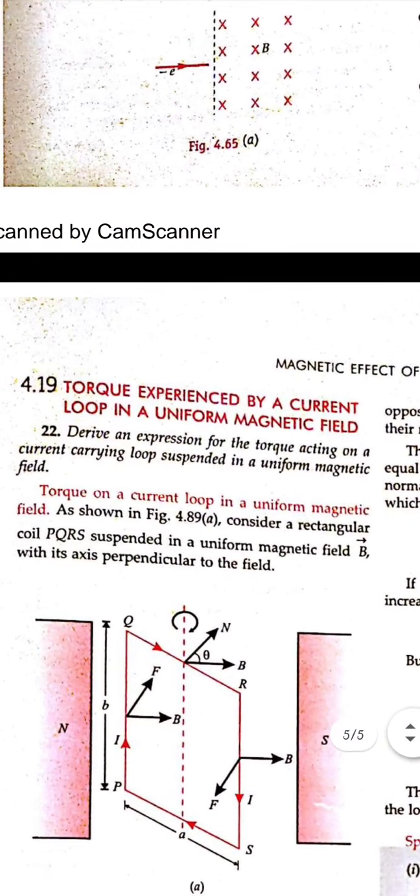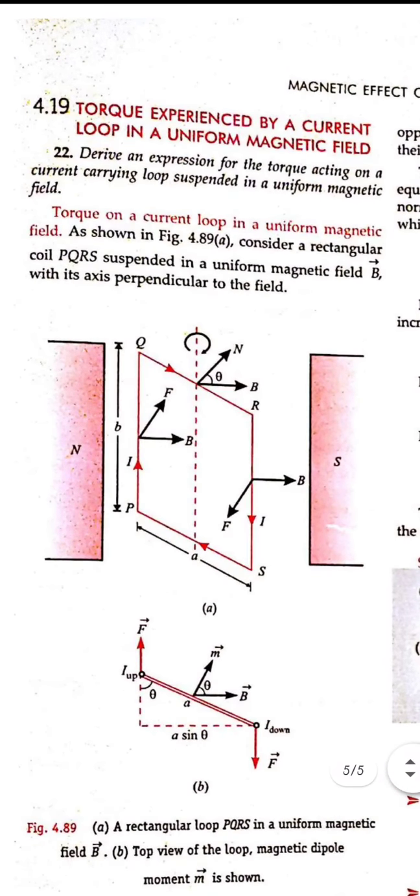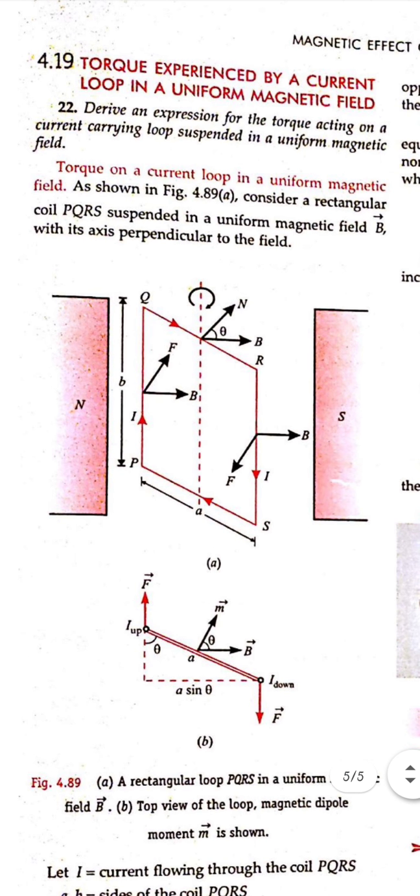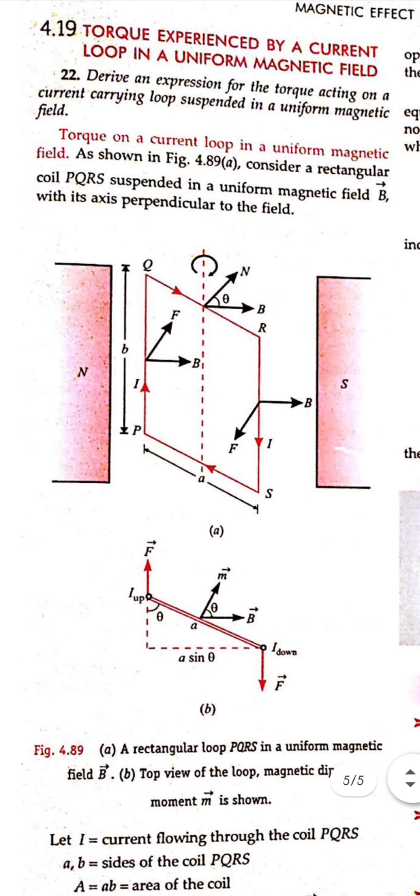Okay, here is the torque experienced by a current loop in a uniform magnetic field. If we keep a current loop in a uniform magnetic field, here you can see two magnets kept with the north and south poles. The current loop will try to move in both directions, because two forces will be acting on it. One will try to move it in the direction of the magnetic field, another opposing the direction of the magnetic field. So a couple of forces are acting on this current loop, which is equal to the torque.